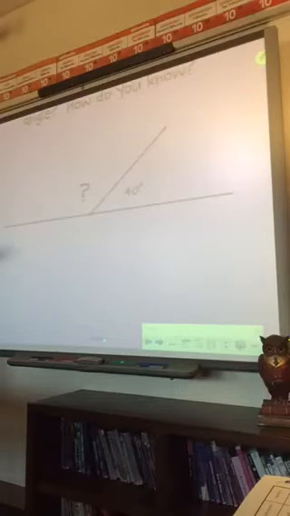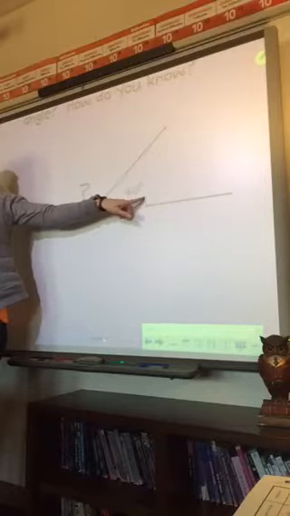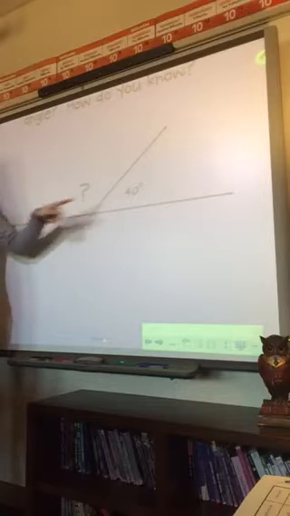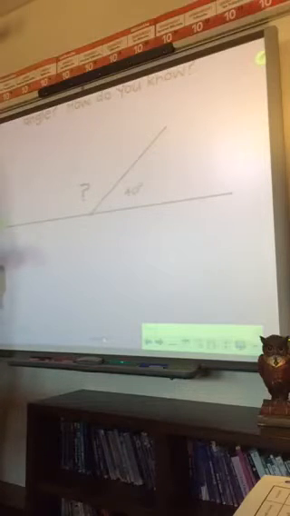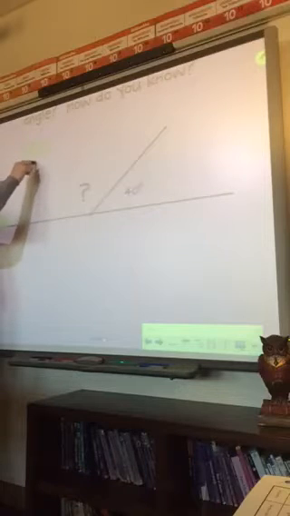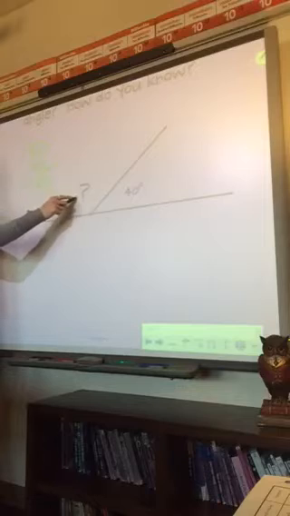Cameron, what do you know? What do they equal? They equal 180 degrees. If I know that this straight line is 180 degrees, and 40 of that is being used, how can I solve for this mystery angle? John? I take 180 minus 40, and I come up with 140, which would be the angle measure.